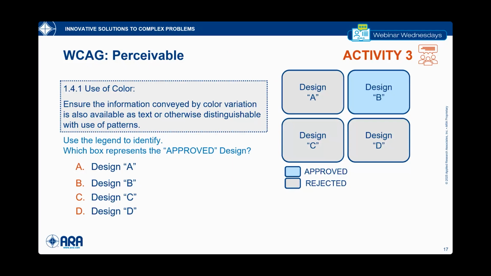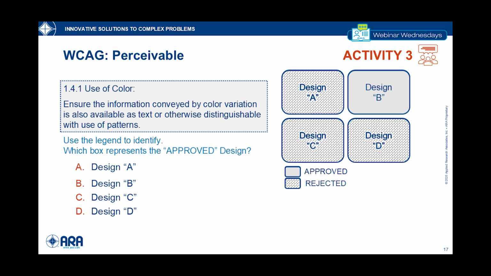So that brings us to our next poll question, activity 3. This image uses color as the only way to identify the approved design. But someone who is colorblind or has trouble differentiating colors might see something like this. So they would not be able to apply the legend to differentiate the approved from the rejected designs. Once we add a pattern, now you can see the legend and identify the correct answer. Which box represents the approved design? And by the way, you also have the option to use color as long as you also use the pattern. So that way, color is still not the only way to perceive the information. Design B is the correct answer.